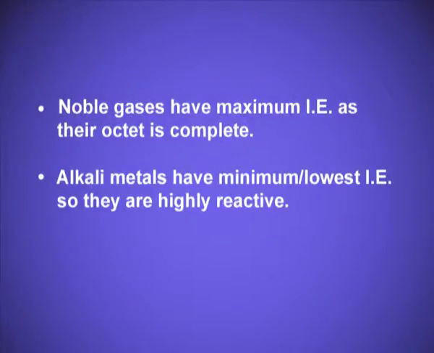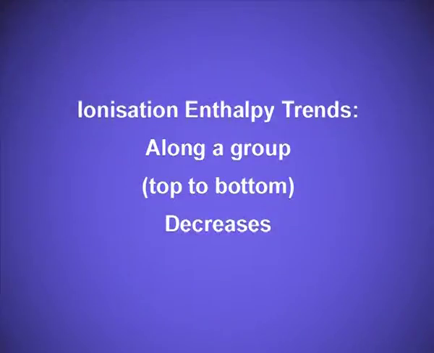The alkali metals have minimum or the lowest ionization enthalpy. The reason is each alkali metal has the largest atomic radius in its respective period. Also, they have only one electron in their valence shell. So, their ionization enthalpy is lowest.